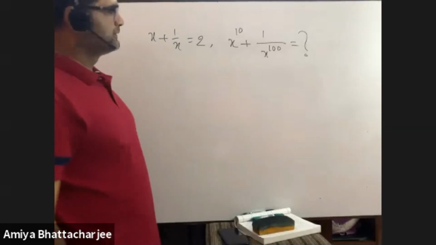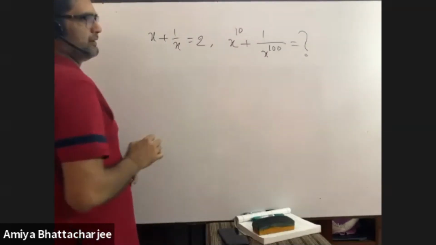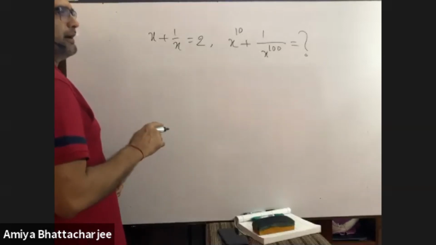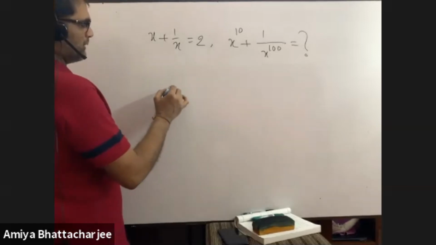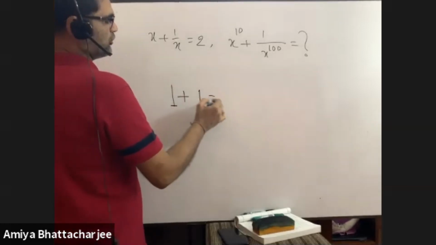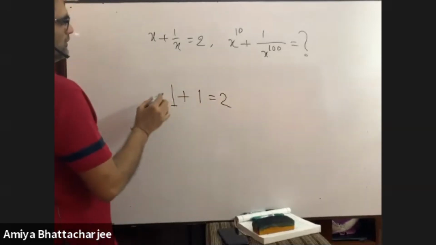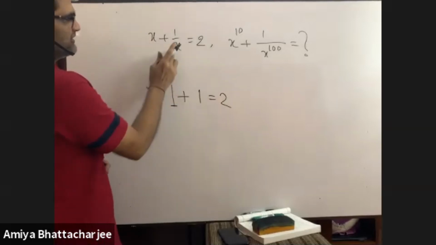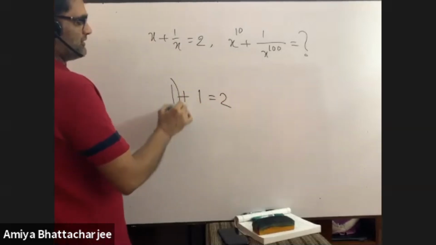Answer 2. Yes, you're right. The answer is 2, that the sum of that number and its inverse is 2. Only one number, that is 1. 1 and its inverse is also 1, equals 2. And there is no other number in the world. If x is 1 and its inverse is also 1, the sum is 2. So the value of x is 1.